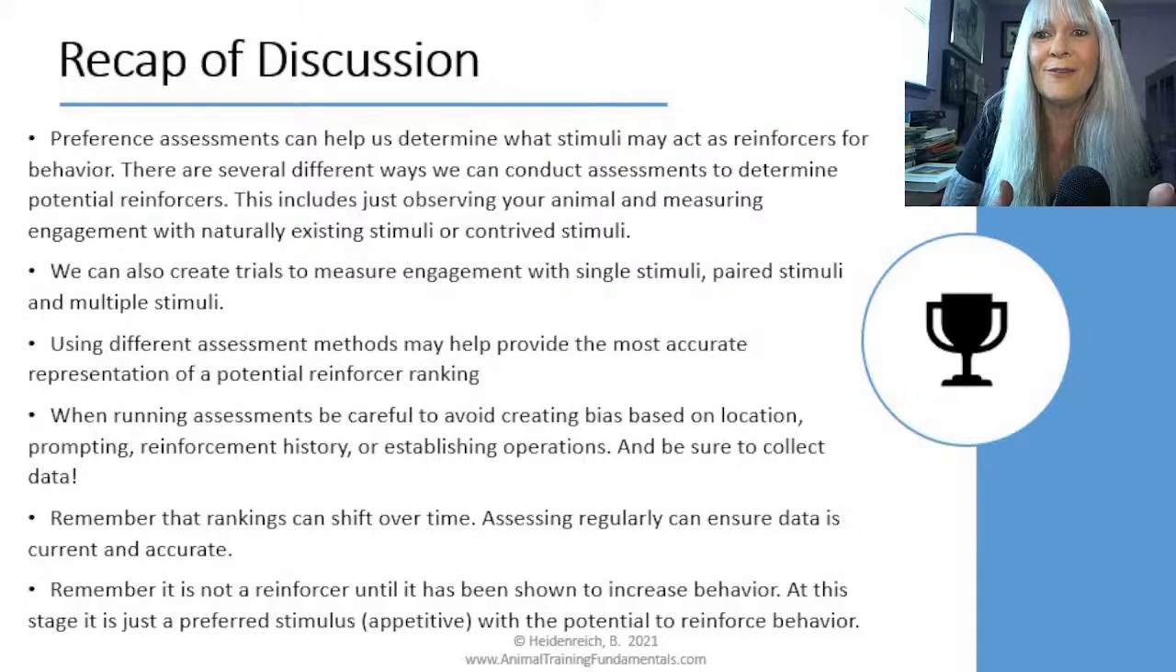I think that was one of the fun things for me: by actually counting some things, I got some information that surprised me. And remember that rankings can shift over time. Assessing regularly can ensure data is current and accurate.